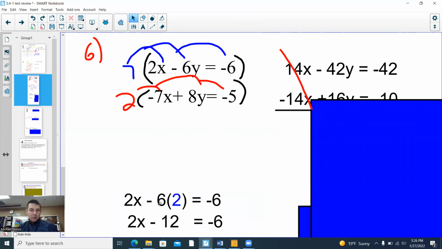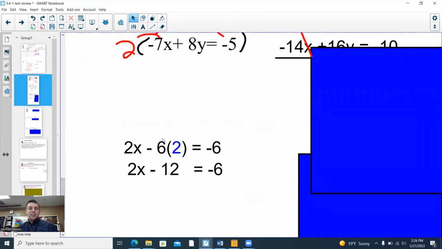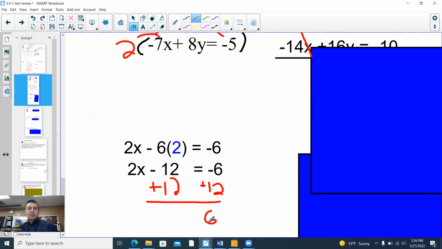I plugged it into this top one here. So I got rid of that y and I plugged in the 2. I solve it. 6 times 2 is 12. That's where this 12 is. -6 times 2 is a -12. Then I'll add 12 to both sides. -6 plus 12 is going to be a +6.